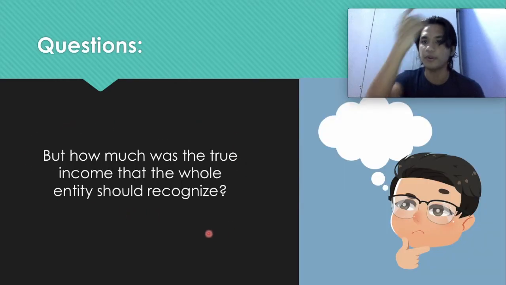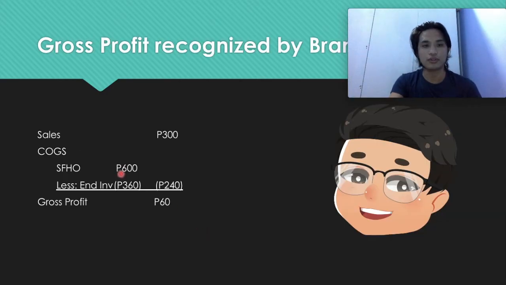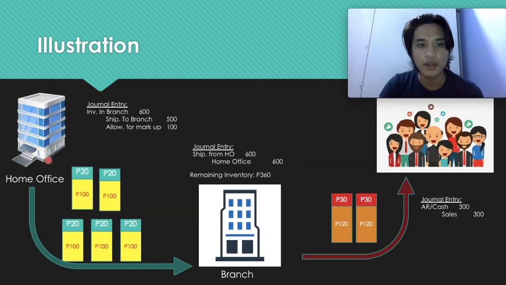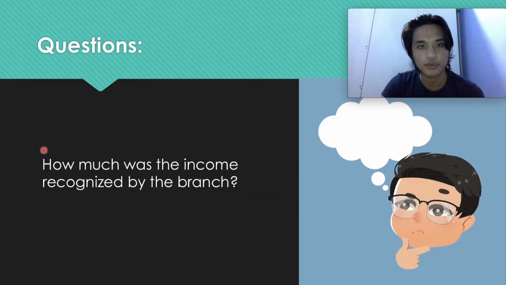If you remember, this cost of goods sold, the cost of the goods that were sold, is not the actual cost of those inventories. Those costs already include a markup, which was made by the home office. So let's compute the true income of the branch. If you remember, the true cost of each unit is 100 and not 120.